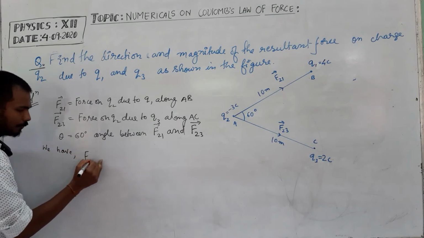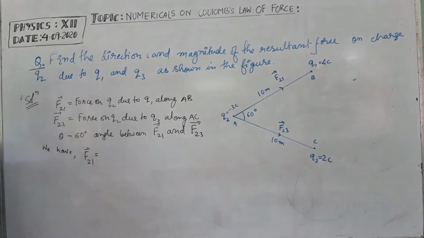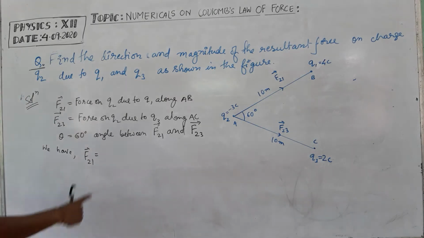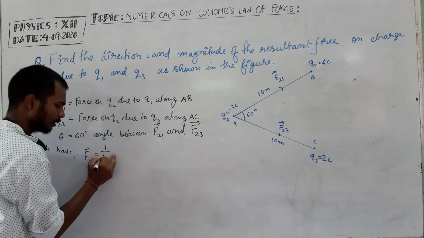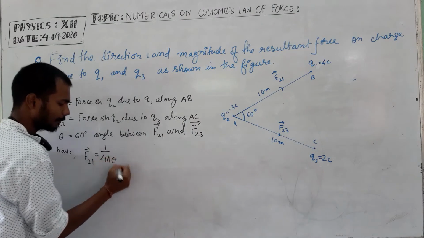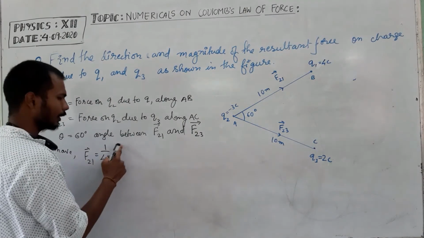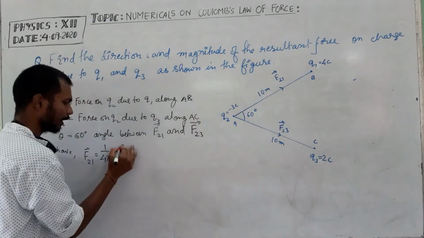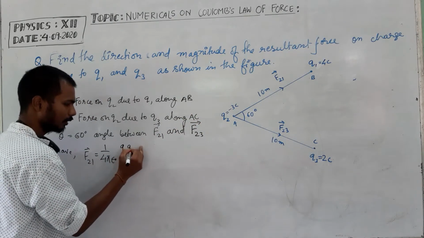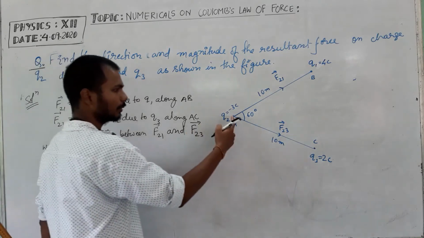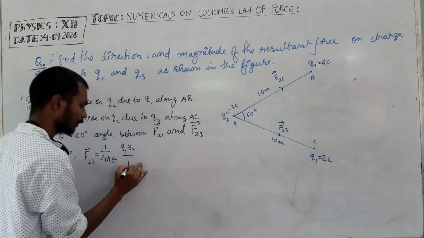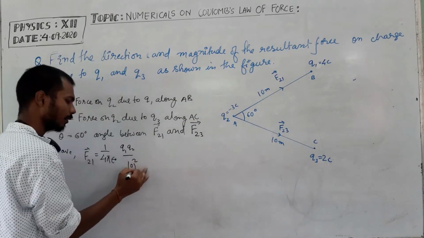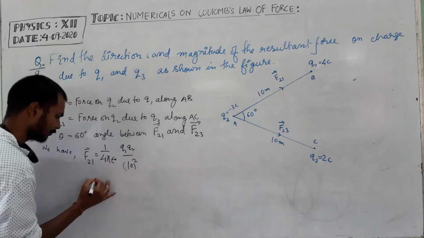So we have F21 vector equal to, using Coulomb's law, 1 by 4 pi epsilon naught Q1 Q2 by distance squared. What is the distance between Q1 and Q2? 10 meters. We will write 10 meter whole square.